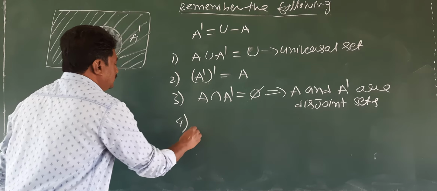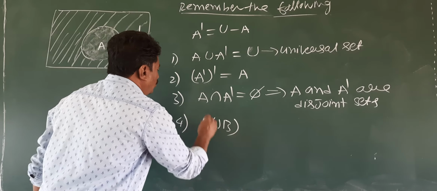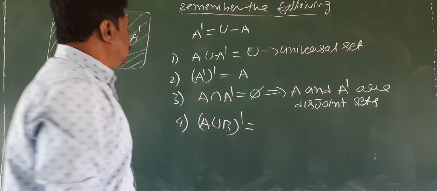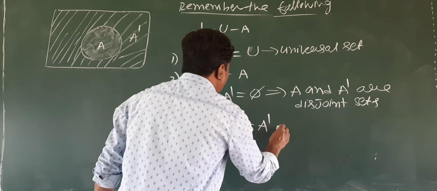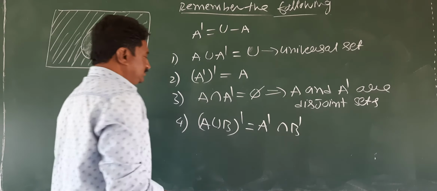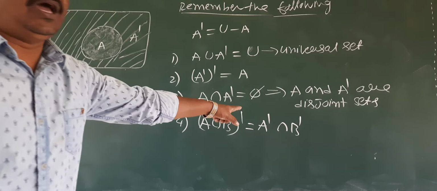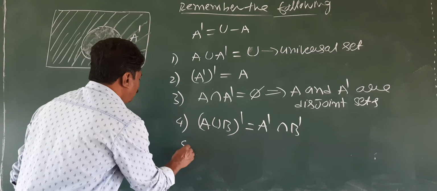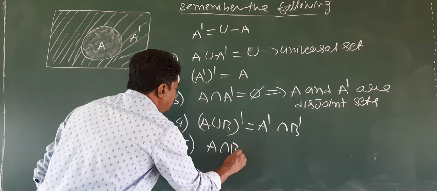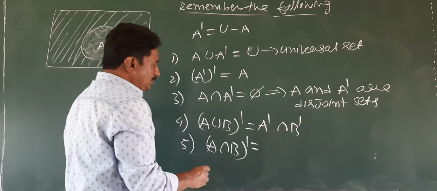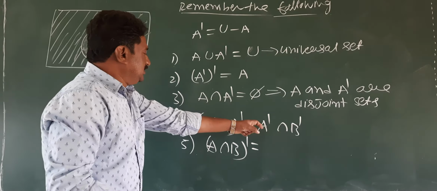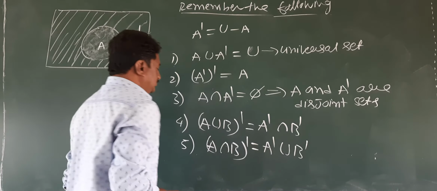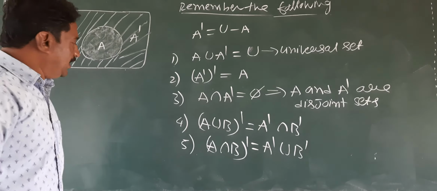Next property. Remember this property: A union B dash is... rather, the complement of A union B is always equal to A dash intersection B dash. Similarly, the complement of A intersection B is A dash union B dash. Union becomes intersection, intersection becomes union.